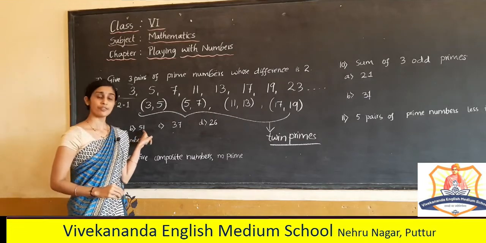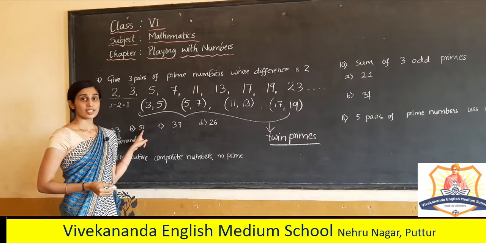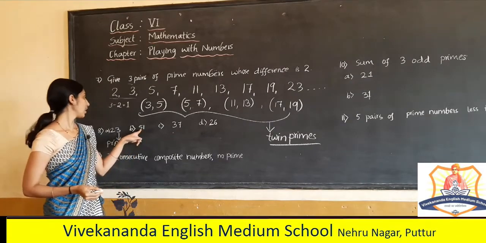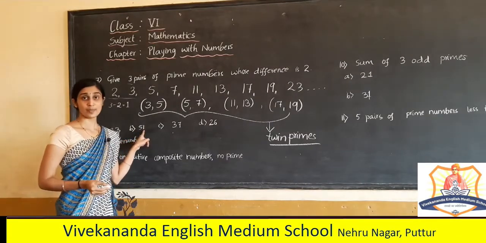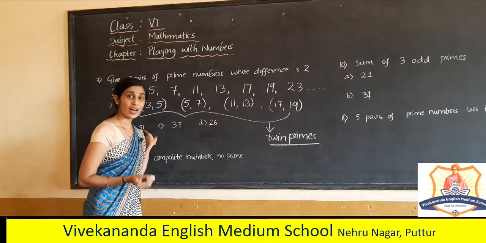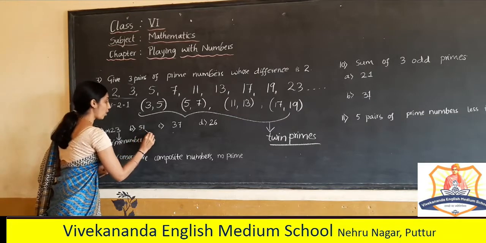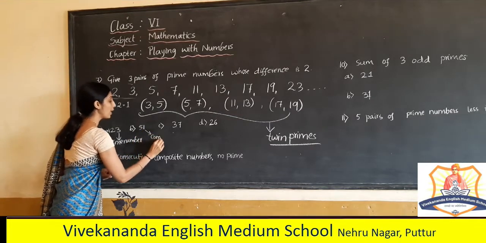51. 51, yes, of course, divisible by 1. Next, if I go for 3, it is divisible by 3. 3 17s are 51. So it is a composite number. It is not a prime number.